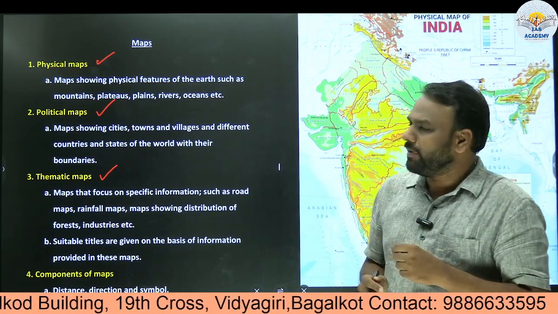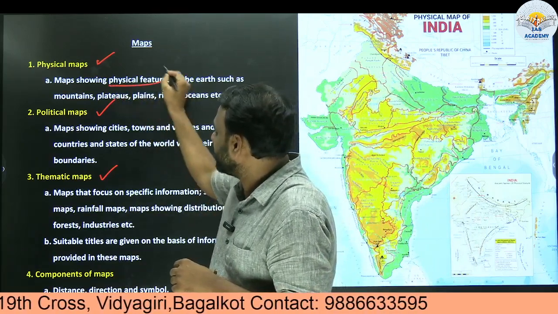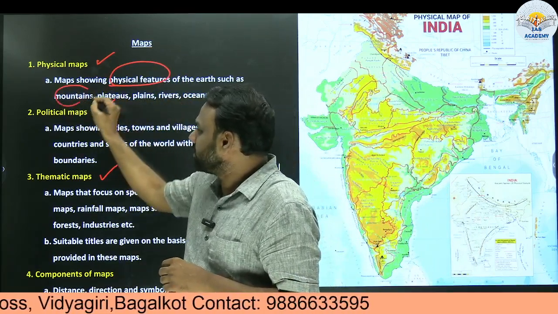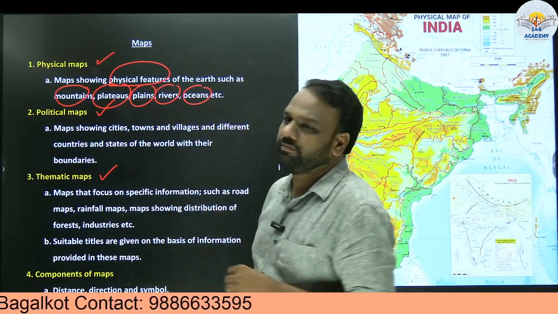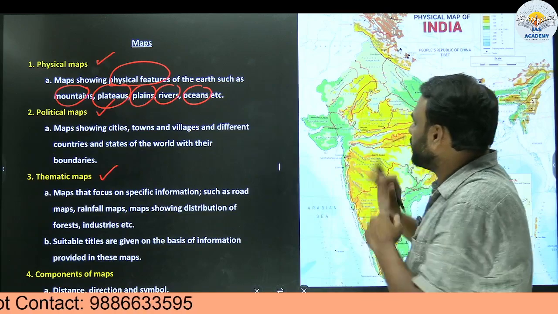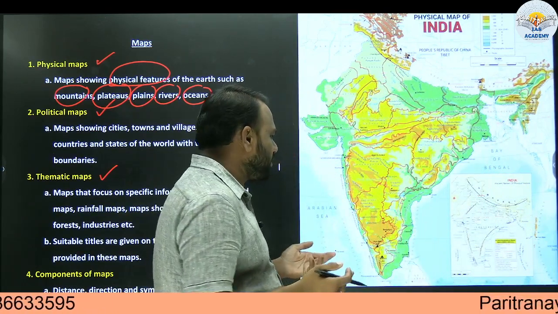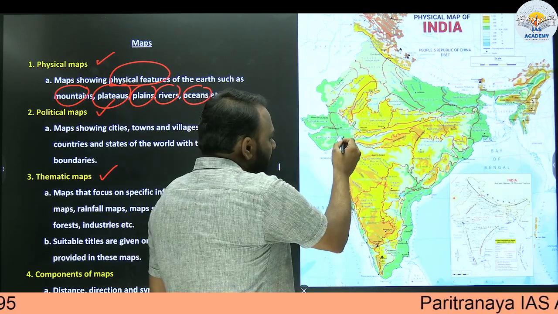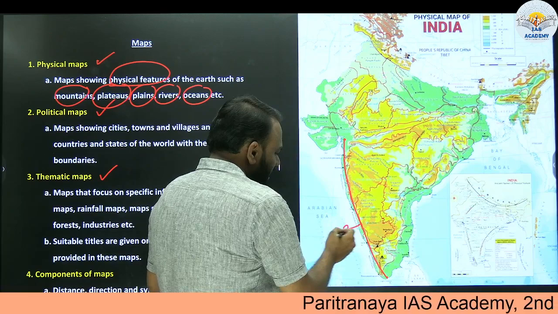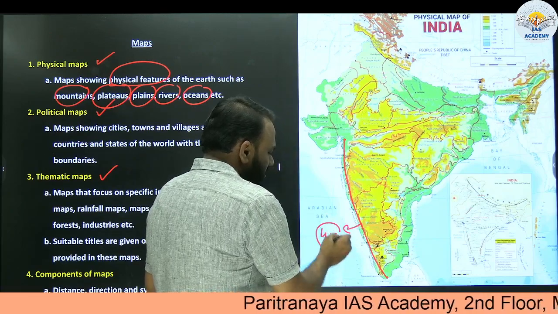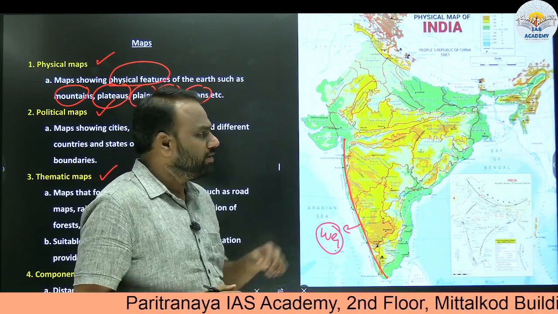When we say physical map, on a physical map we show the various physical features of the earth, such as mountains, plateaus, plains, rivers, oceans, etc. Here I have shown one example of a physical map. In a physical map, what kind of information will be present? For example, it may give us information like Western Ghats. It's a physical feature, a mountain range, so it will give information about it.